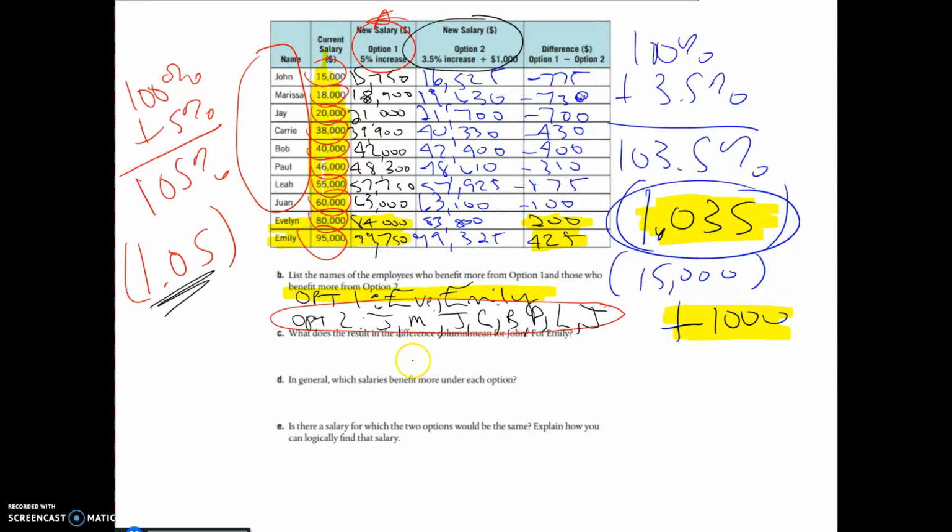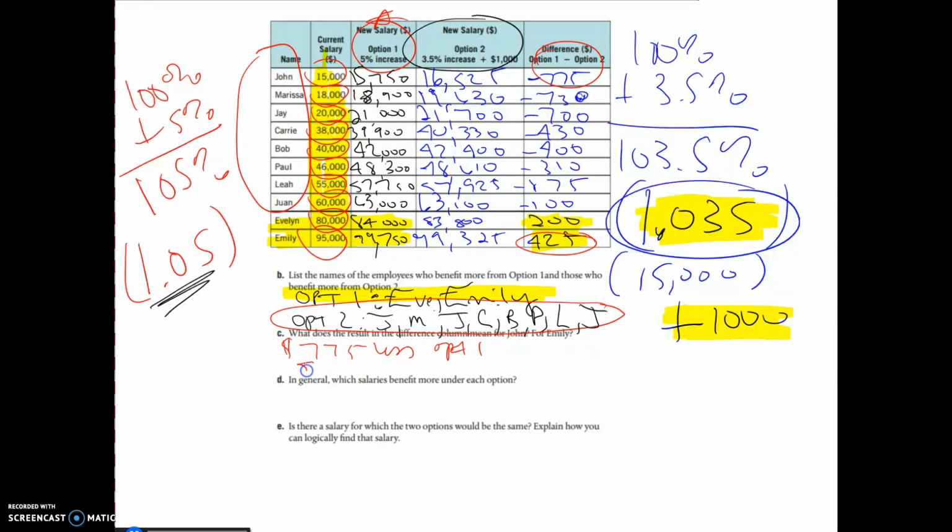What do the results of the difference column tell you for John and Emily? So John, his result is negative. That means he's going to lose $775 if he chooses option 1, or make $775 less if he chooses option 1. And then Emily, her result is positive.